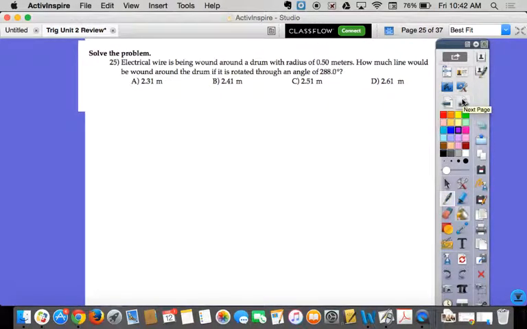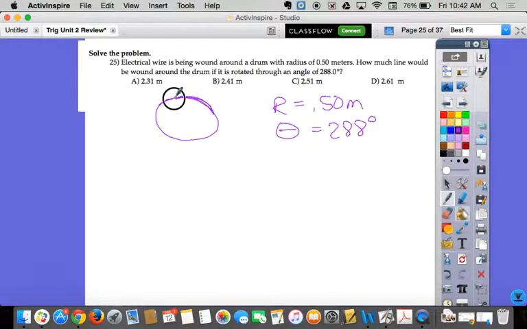Okay, solve the problem. Electrical wire is being wound around a drum with radius of 0.5 meters, so that looks important. Radius is 0.5 meters. How much line would be wound around the drum if it's rotated through an angle, okay, of 288 degrees? It's the same thing. Because if we're talking about going around the drum, the around part is the arc. So they're asking you for arc. So here we go again. S equals theta r. And it's degrees, so once again, it's very redundant, guys.